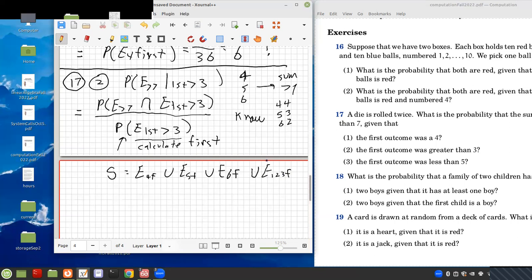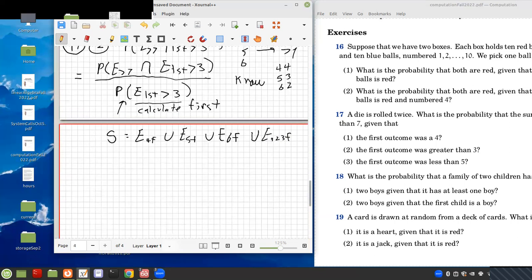So these are 4 events that are mutually exclusive. Either it's 1, 2, 3, or it's 4, or it's 5, or 6. The first one, and then we want to know what the probability is that the first one's greater than 3.